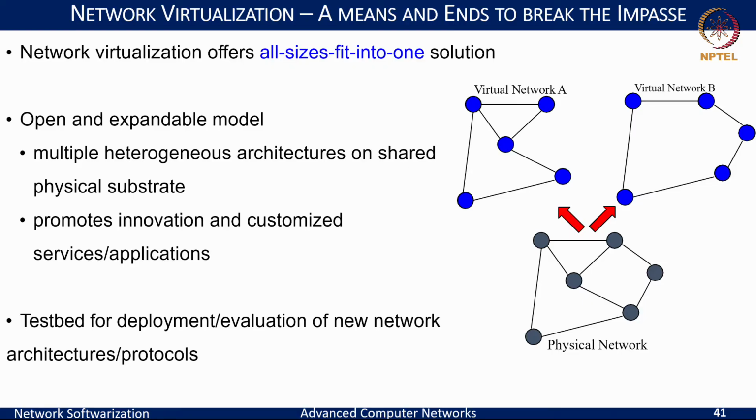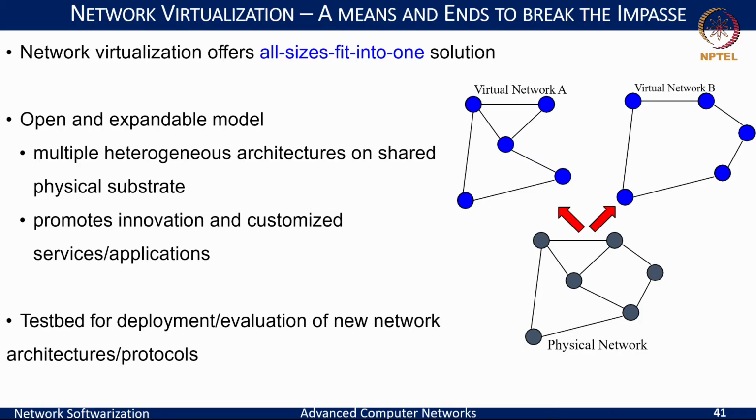To sum it up, what network virtualization offers is a one-size-fits-all solution, in the sense that we are now able to disentangle the physical infrastructure and build the virtual infrastructure the way we would want to suit our needs, and also expand the model based on characteristics that are independent of the physical network. This also lets us mix and match, or have multiple heterogeneous architectures running on the same physical network.